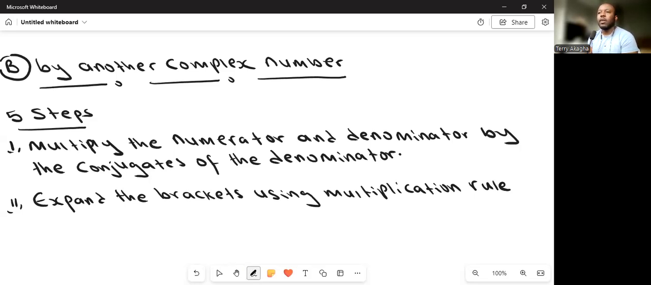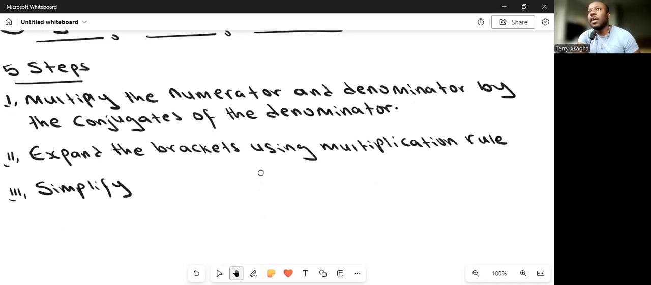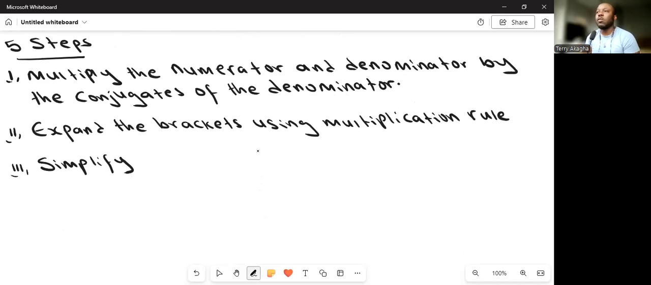Number 3, when you've done that, you then simplify. After you've done simplifying, you then divide each term by the real number separately, similar to what we talked about when you're dividing a complex number by a real number.